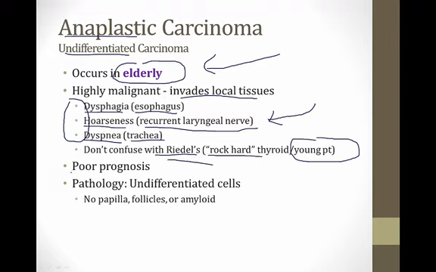Anaplastic carcinoma carries a poor prognosis, and on pathology you will see undifferentiated cells. Basically, there are cells that will not form papillae, like papillary carcinoma. They won't form follicles, like follicular carcinoma, and you won't see any amyloid or other features to suggest medullary carcinoma. And that concludes our module on thyroid cancer.